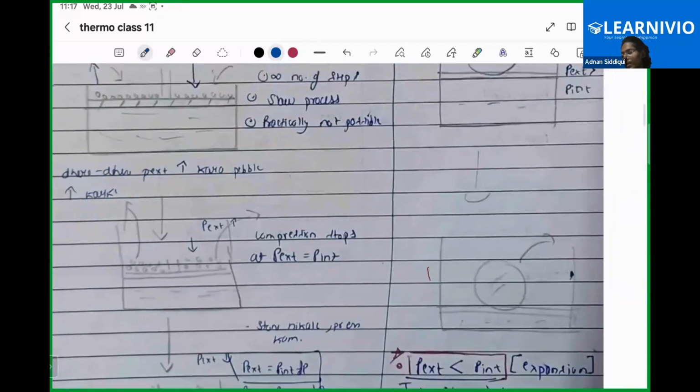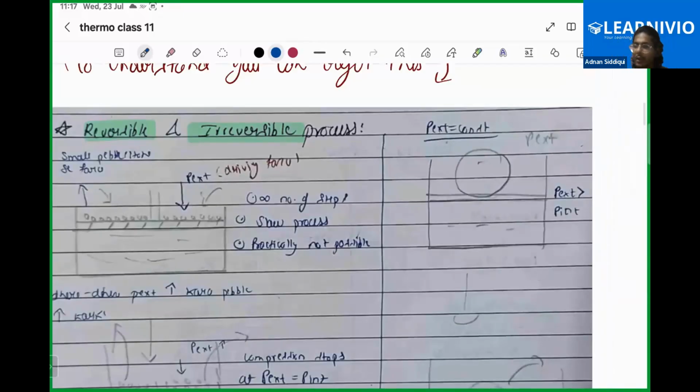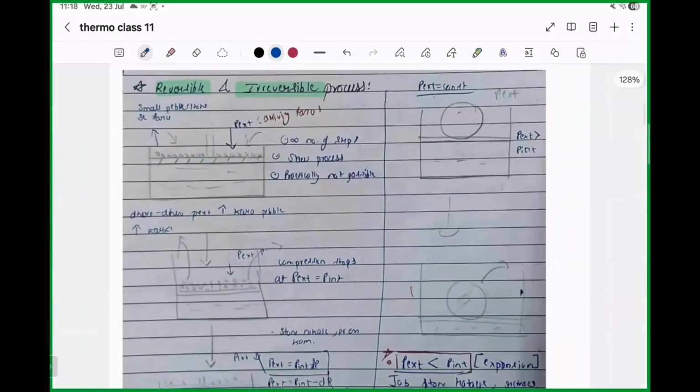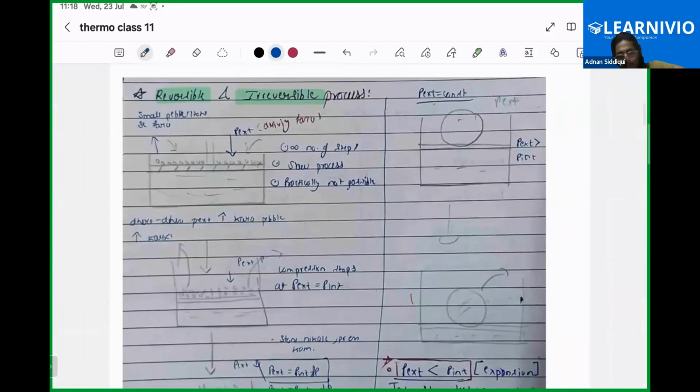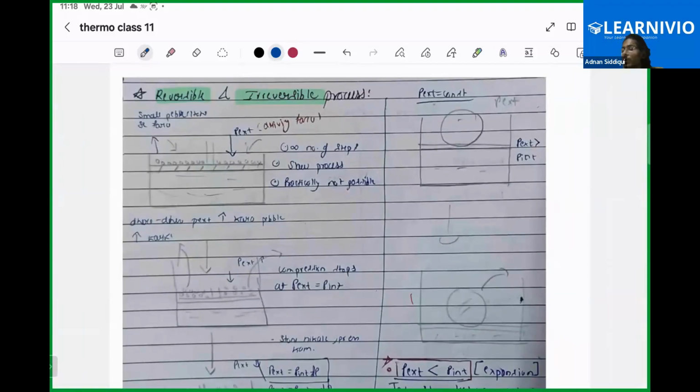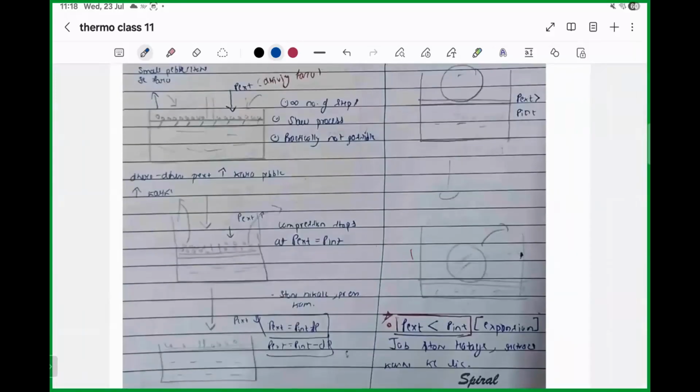Now let us talk about irreversible. See, irreversible means you have taken a big stone, a very huge boulder you can say, and you have placed it on your piston. Now is your piston going to move slowly, like the previous case, धीरे धीरे नीचे आएगा, या फिर एकदम collapse? It will collapse, right?